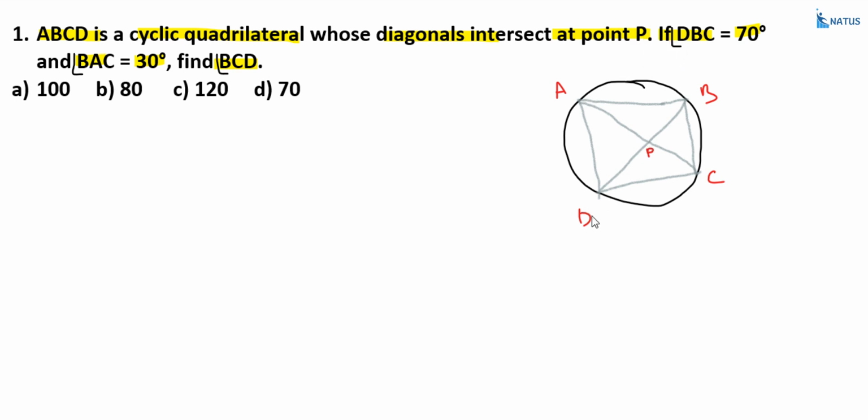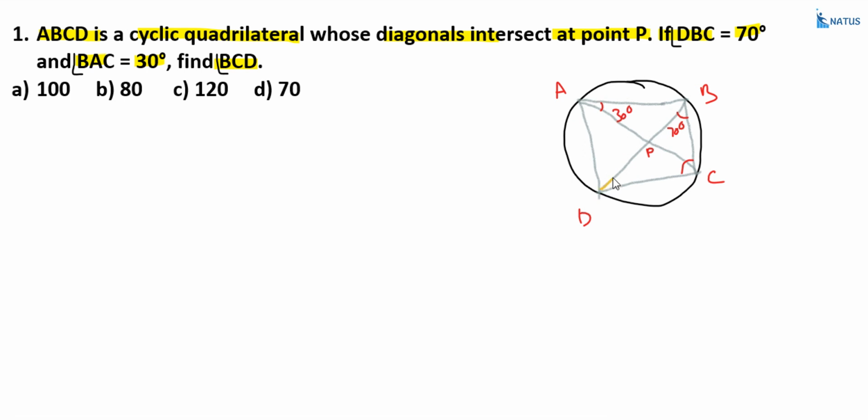If DBC, this angle is equal to 70 degrees. And BAC, this angle is equal to 30 degrees. Now, what do we require? We require angle BCD, so we require this angle. This is not 90 degrees. Why? Because we don't know whether this is a square or not.